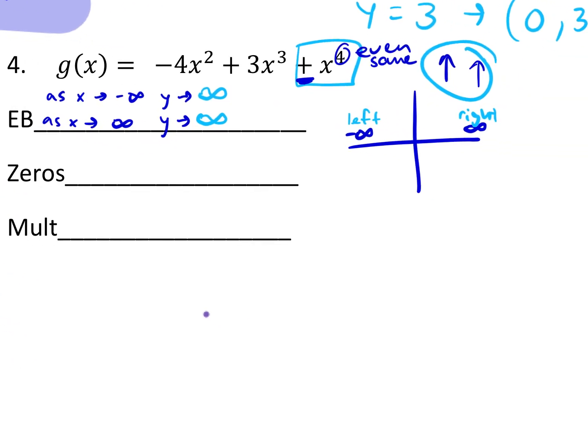All right, next let's find our zeros. Finding the zeros just means that we're going to have to solve. We set y equal to 0, so 0 is equal to, since we're going to have to solve, I want to make sure it's in standard form to help us solve. So x to the 4th power plus 3x cubed minus 4x squared.